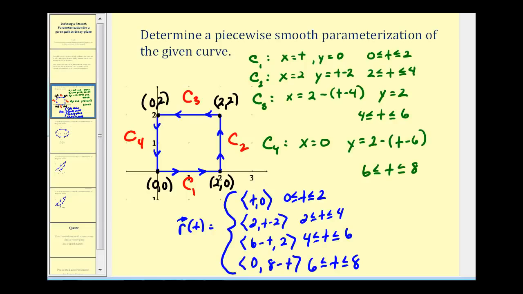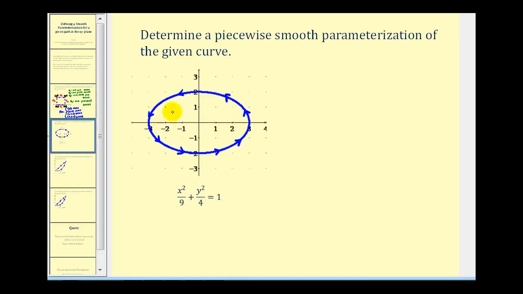Let's go and take a look at another example. Here the given curve is an ellipse given by this equation here: x squared divided by 9 plus y squared divided by 4 equals 1. So to parameterize this one, we're actually going to use a trig identity. We know that cosine squared t plus sine squared t is equal to 1.